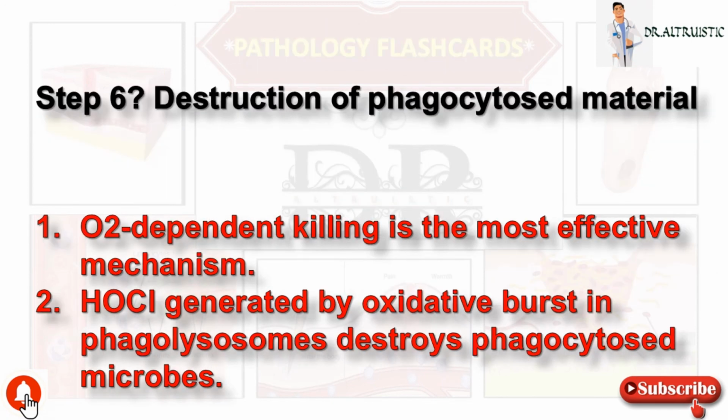Step 6. Destruction of phagocytosed material. 1. O2-dependent killing is the most effective mechanism. 2. HOCl generated by oxidative burst in phagolysosomes destroys phagocytosed microbes.